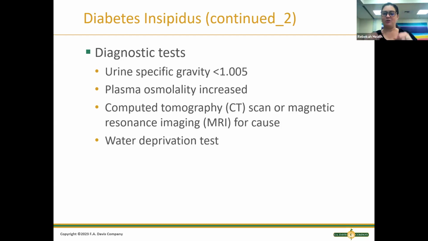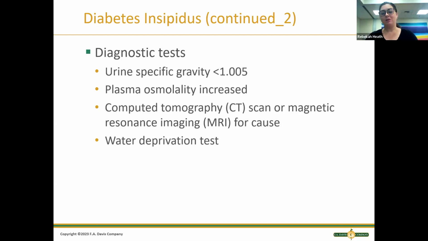So it's kind of a converse reaction where your urine is very dilute while your blood is very concentrated. So they're probably going to do a CT scan, maybe an MRI, to see if they can find the cause, usually something with that pituitary gland. They might even do what's called a water deprivation test. And it's very uncomfortable for these patients because they are urinating so much that they drink water constantly.